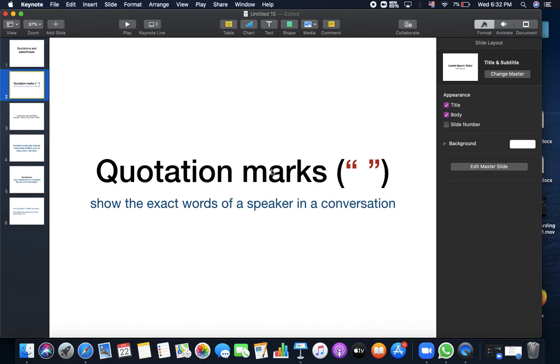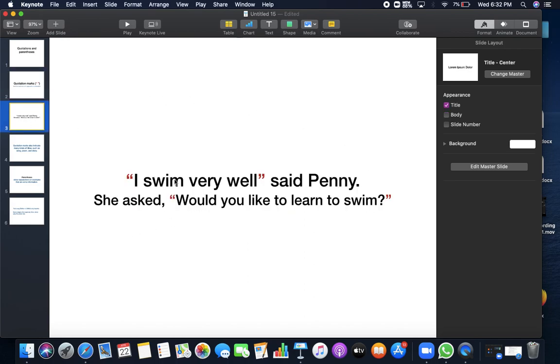We use them when we want to show the exact words of a speaker in a conversation. For example, if you told me something, I should put what you said between the quotation marks, exactly as you said it. Now, let's see how. "I swim very well," said Penny. So Penny said this sentence exactly as it is mentioned here, so I put it between quotation marks.